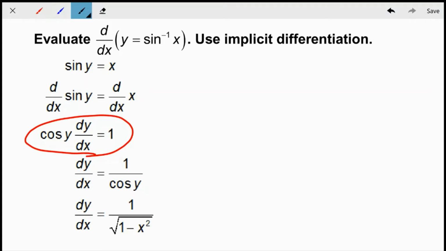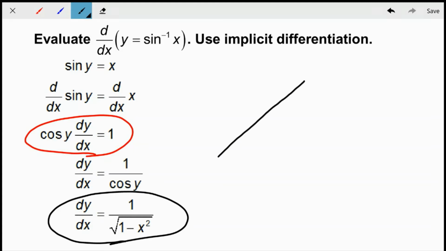Now, what's tricky is you might look at that and go, well, how did they get to the answer from 1 over cosine y? Where it came from is you just have to draw the right triangle that would represent that situation. If I'm saying cosine y, that means my angle is y. This is a right triangle, and the hypotenuse is 1. So that's telling me that if I put an x here, then I also know that this would have to be a 1.